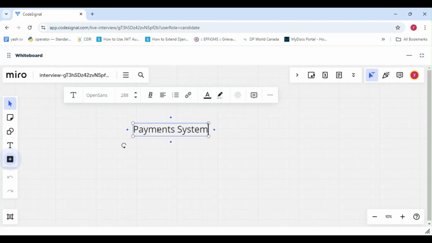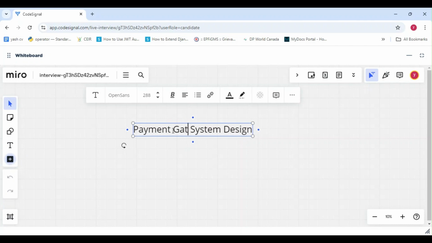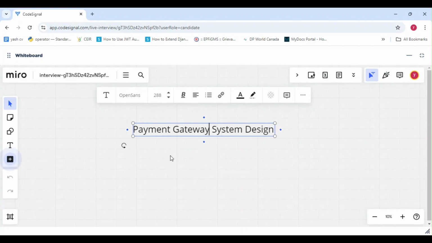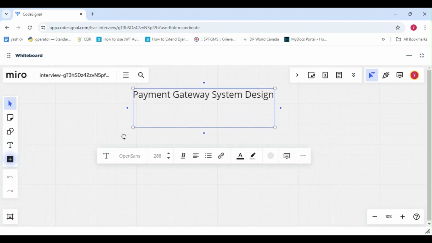Payments system design. Okay, payment gateway system design. So let's talk about the terminologies used in the payment gateway. So first is payment gateway.